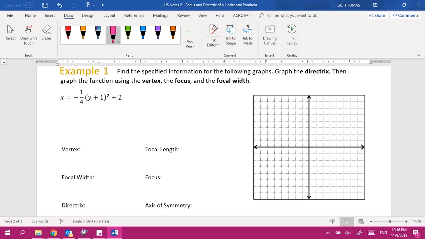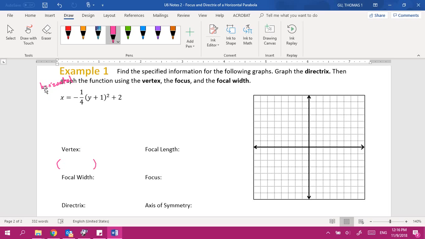So is this horizontal or vertical? How did you know it's horizontal? Because the y is being squared. Yes, the y is being squared. So this is horizontal, which means we're going to be using the horizontal formulas. So what is my vertex of this?